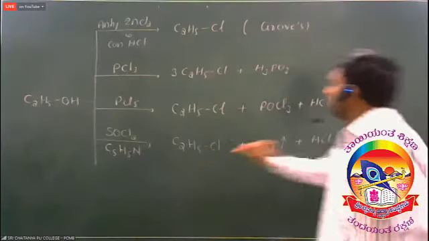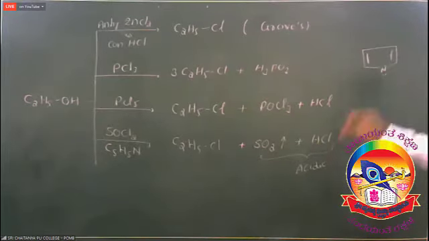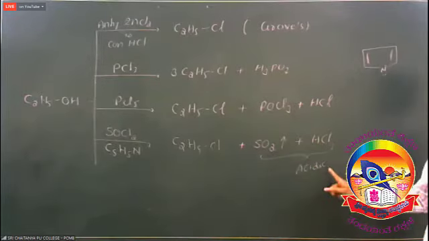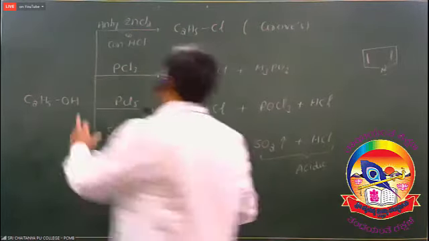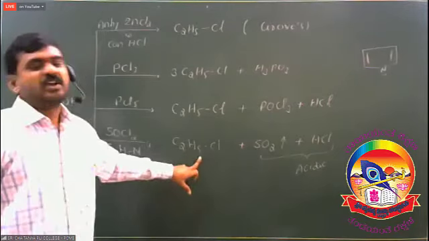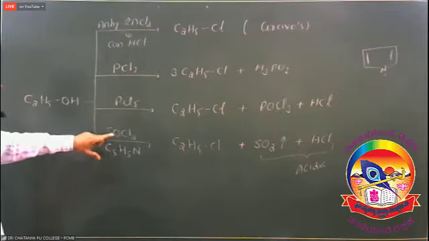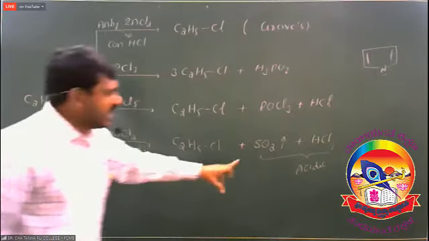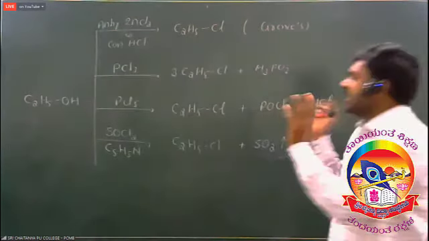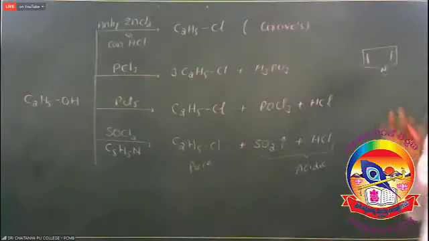Pyridine is basic in nature, a ring with nitrogen. So it removes the acidic impurities, sulfur dioxide and HCl. By using SOCl2 and pyridine, pure ethyl chloride is obtained from ethyl alcohol. What is the role of pyridine? It removes the acidic impurities, sulfur dioxide and HCl, so pure ethyl chloride is obtained.